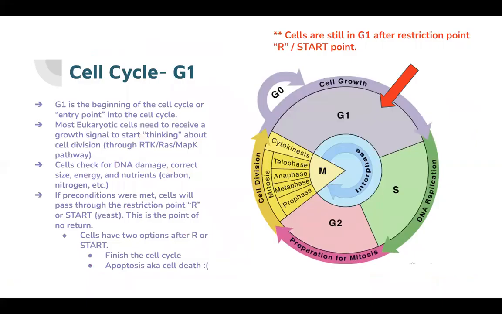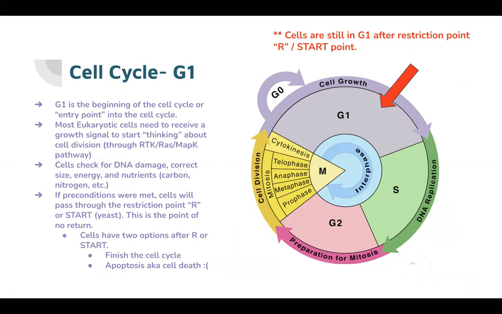So these next slides are going to go a little bit more in detail into each of these sections. Like I said before, G1 is the beginning of the cell cycle. We call it the entry point into the cell cycle. Most eukaryotic cells need to receive a growth signal to start thinking about cell division. We learned the RTK RAS MAPK pathway, I think either a couple weeks ago. This is our growth factor signaling cascade for cells to actually enter into the cell cycle, right?